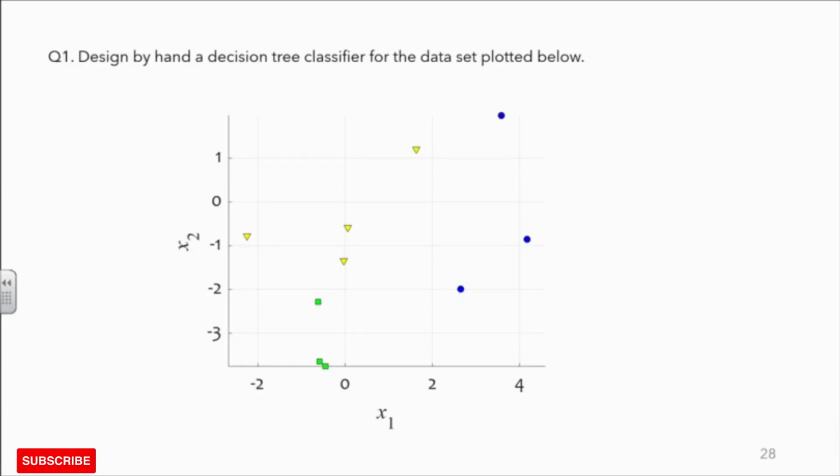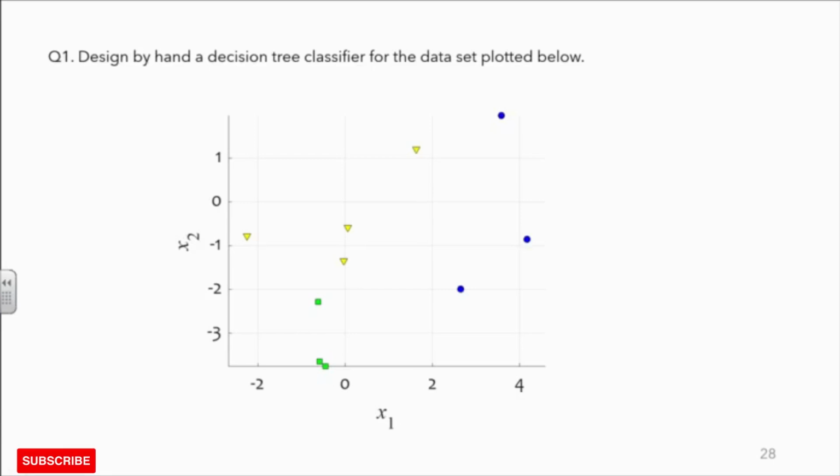So what are you suggesting? So if it's greater than 2, then this is class blue. And here, well, we need to do more tests then. So now this side is sorted, and we need to split the space so that we can separate the yellows from the green. So what's your next test?